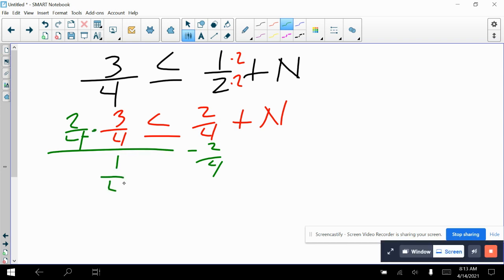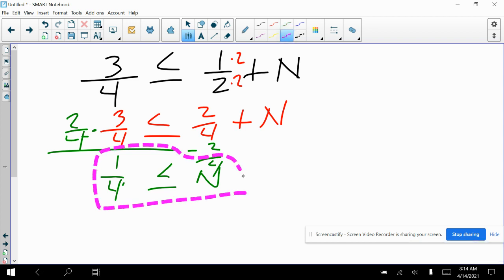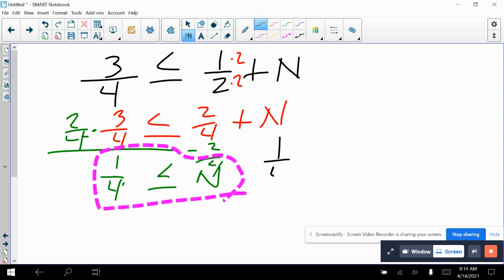Right, we get 1/4 is less than or equal to n. That's kind of messy there. 1/4 is greater than or equal to n.